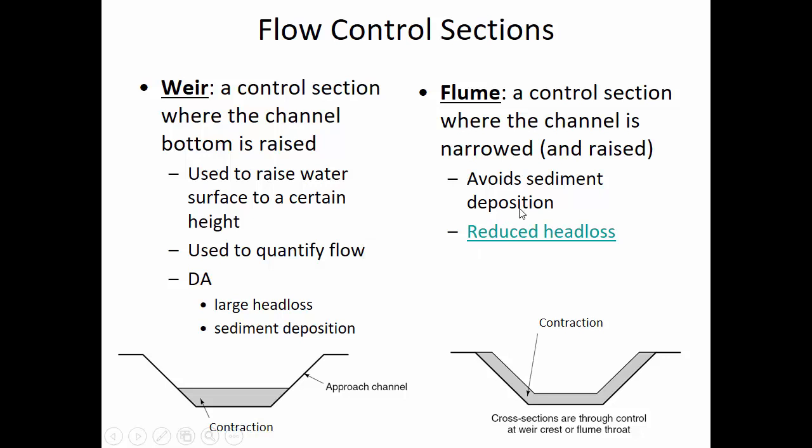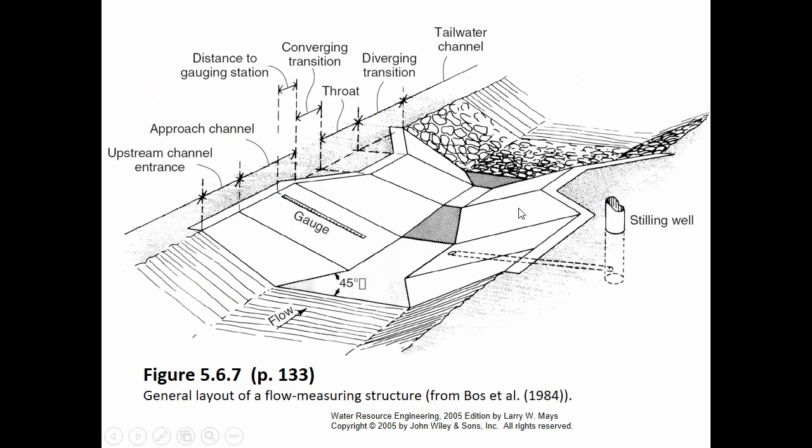And the reason why it avoids sediment deposition is, this is kind of now an angled view. I've got a side view in just a minute, but the advantage is that actually the water speeds up as it goes through the flume, and so it scours any sediment that would have settled. Instead of slowing down like it does upstream of a broad-crested weir, a flume accelerates the flow, and so there isn't going to be settling of the sediment.